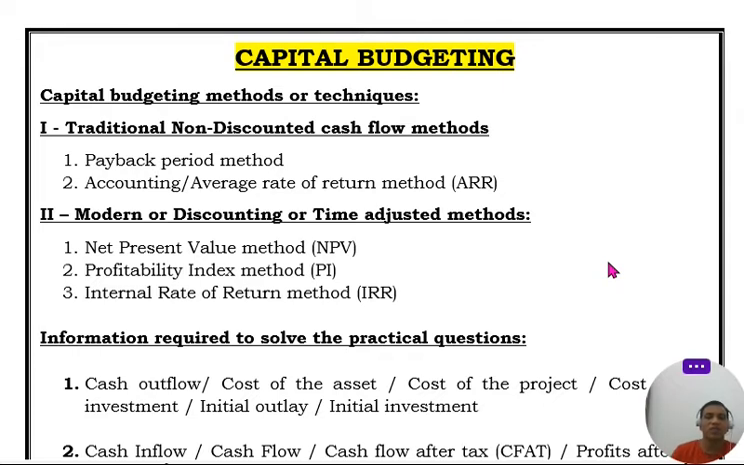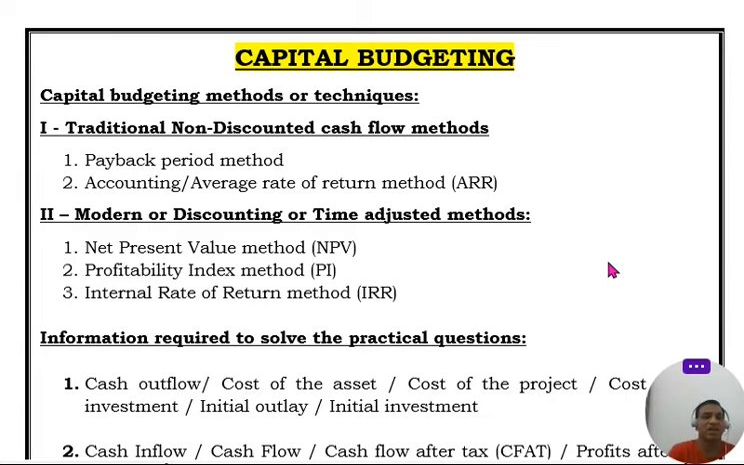So how to evaluate these capital budgeting proposals? That means how you will know which asset is suitable for investment, which is the best one, that is called evaluation. The capital budgeting proposals can be evaluated with the help of the techniques and tools available. The capital budgeting methods, techniques or tools are classified into mainly two categories.